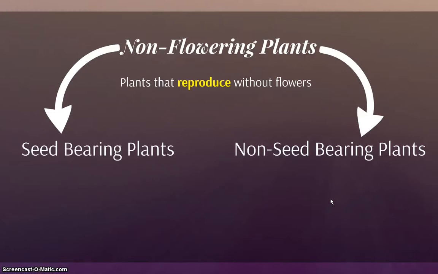Some plants don't use flowers, and we call those plants non-flowering plants. And they're plants that reproduce without flowers. But we have two types of those plants. We have seed-bearing and we have non-seed-bearing. Let's start by looking at seed-bearing plants.